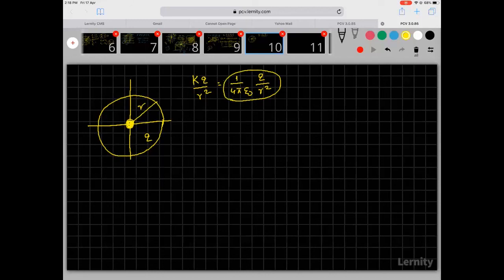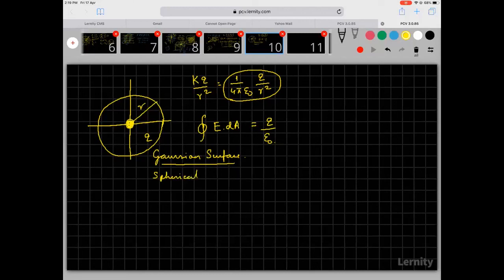Now let's move a little ahead and see what we get here. If I apply Gauss law, the surface integral of E dot dA is equal to q by epsilon naught. This surface here is a Gaussian surface. A Gaussian surface is a surface on which you are applying Gauss law. It's an imaginary surface. You are drawing that surface to apply Gauss law. I have drawn a spherical Gaussian surface.